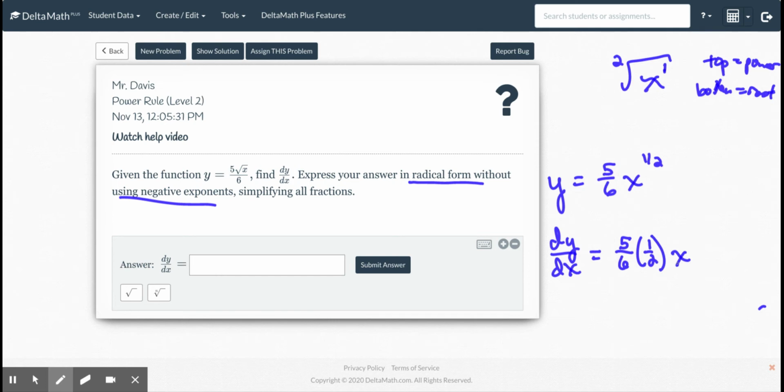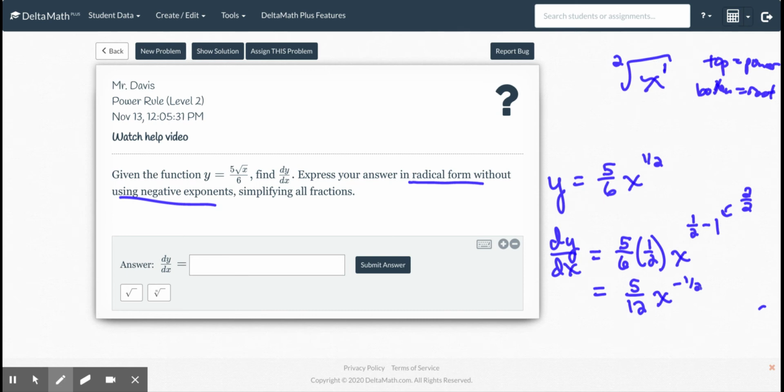And then this becomes x to the 1/2 minus 1, right, if we were to write out each step. That then becomes, well, we got 5/12. x to the 1/2 minus 1 would be 1/2 minus 2/2, right? So that would be negative 1/2. So this would be an answer for the derivative.